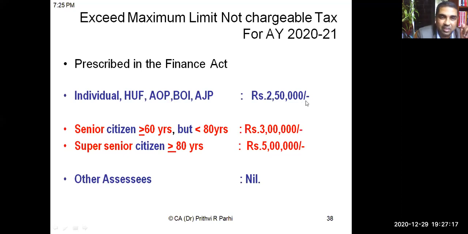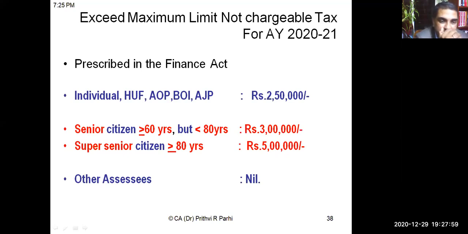2,50,000. And for individuals who are senior citizens, whose age is equal to or above 60 years but less than 80 years, the maximum amount which is not chargeable to tax is 3 lakh. And for super senior citizens, whose age is 80 years or more, the maximum exemption limit is 5 lakh. So all these three are for individuals: 2,50,000 normal, senior citizens 3 lakh, and super senior citizens 5 lakh.